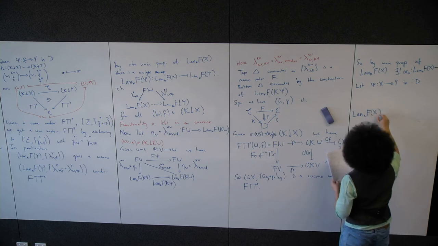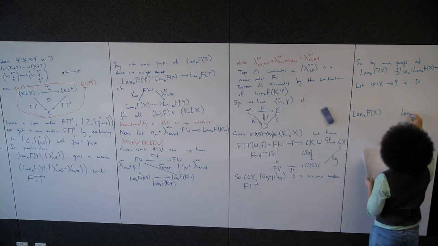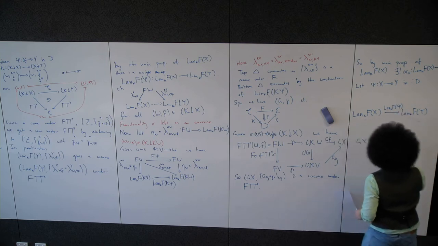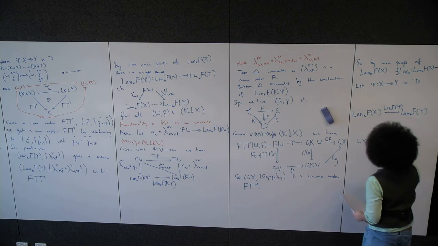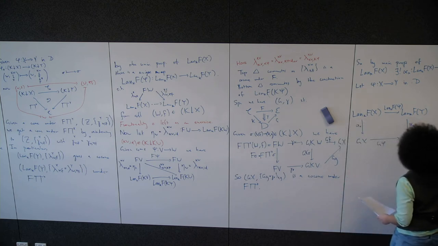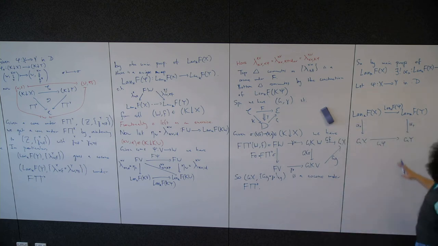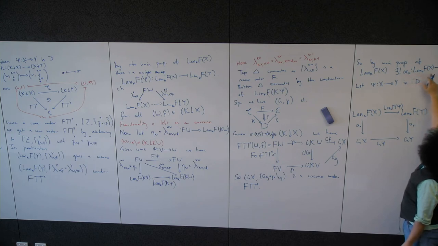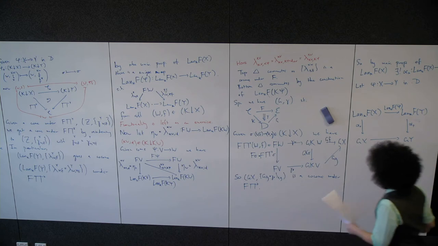So we have x. We have y. We have the induced map between left Kan extensions. All right, and now we have G x and G y. And now we want to show that for alpha x and alpha y, this square commutes. That would show that this is a natural transformation from Lan_K F to G.